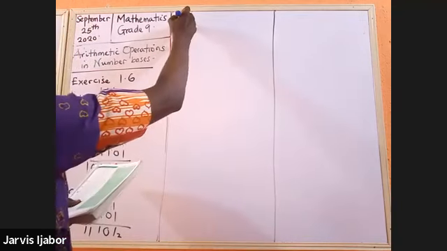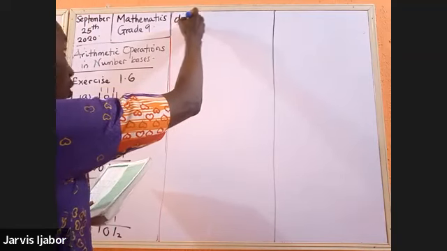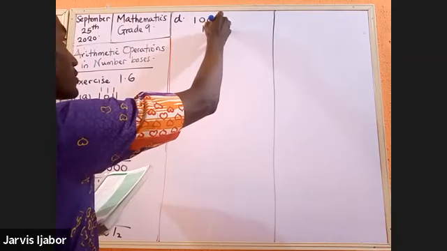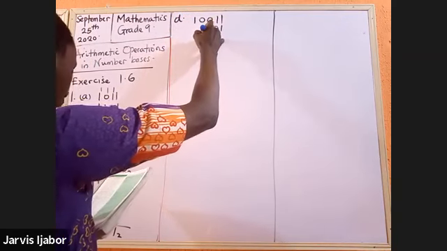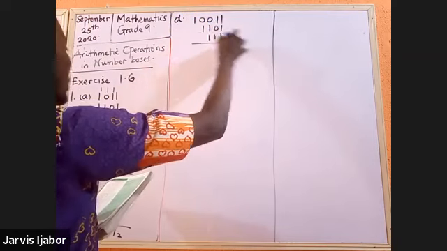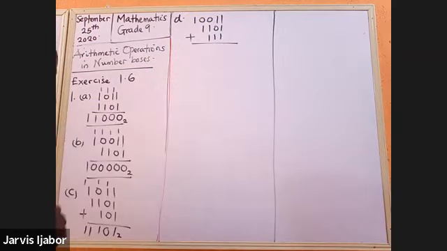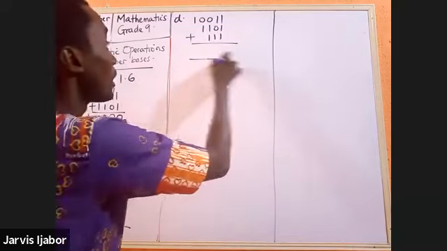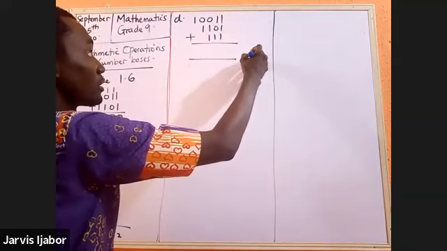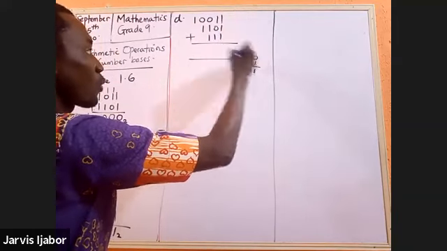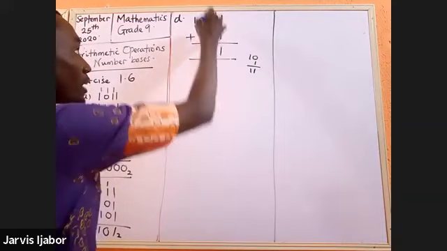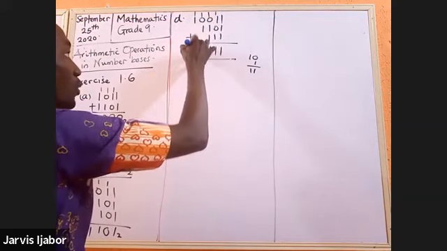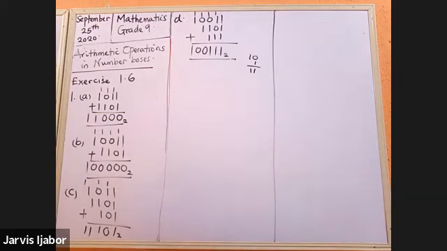Let's look at D. In question D, we are told 10011, 1101, 111. Addition. Sorry, that was something careless I didn't take note of here. I was supposed to put the addition sign. Now this will give me 10 plus 1, that's 11. So this is 1 carry 1, 1 carry 1, 1 carry 1, 0 carry 1, and that will be 01. So that's what the answer would be for that one.